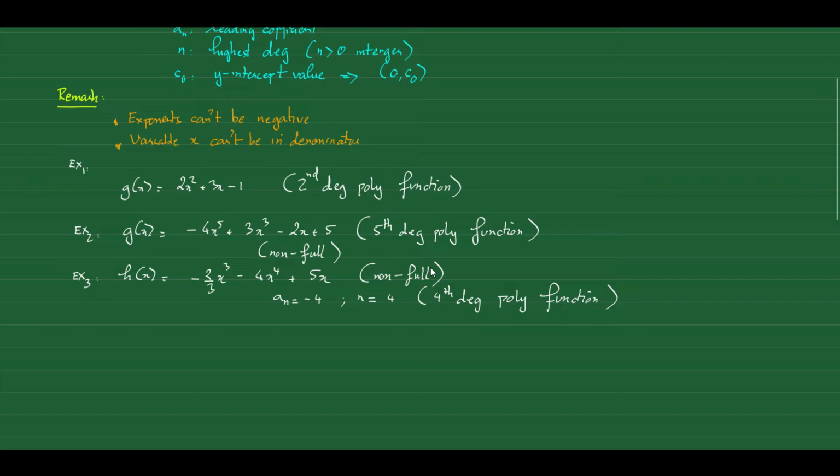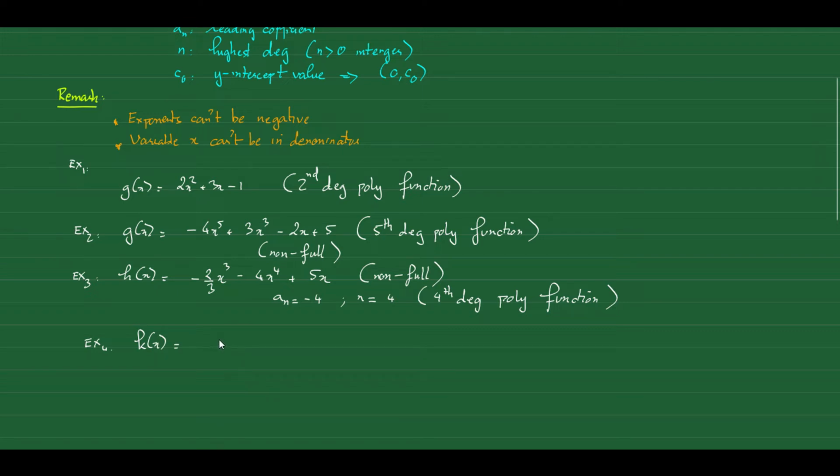You remember the first time you learned a linear function. A linear function is y equal to mx plus b, right? That is called a first degree polynomial function because the highest degree is 1 and it contains 2 terms. Now, how about this one?